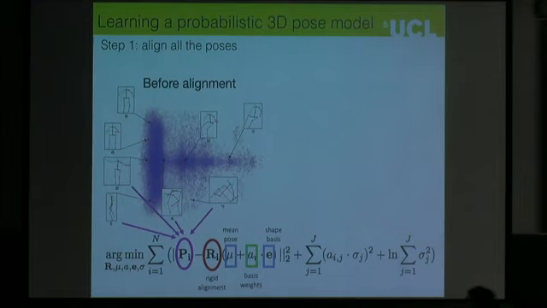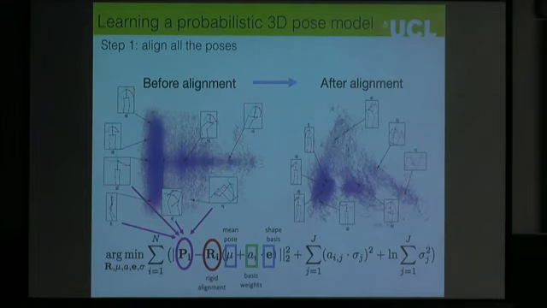So we solve this energy optimization here, and as you can see, we're solving for the rigid rotations, for the mean pose, for the basis weights, the shape basis, and sigma is the noise here.